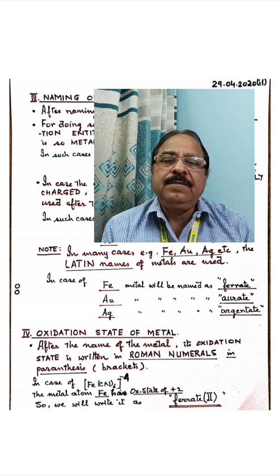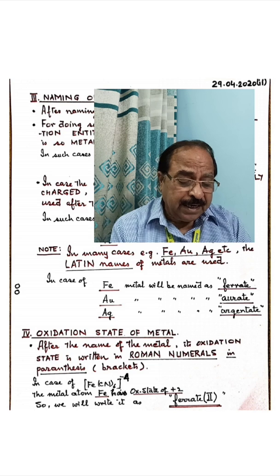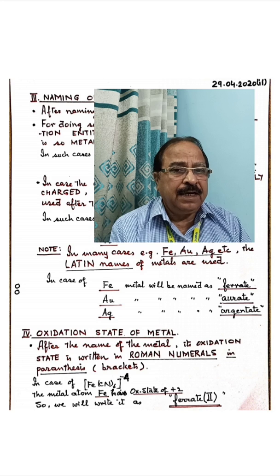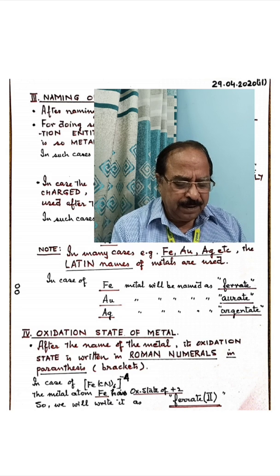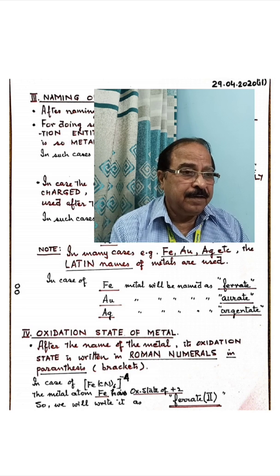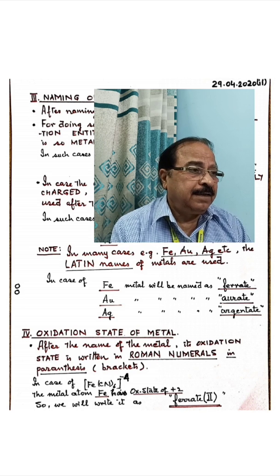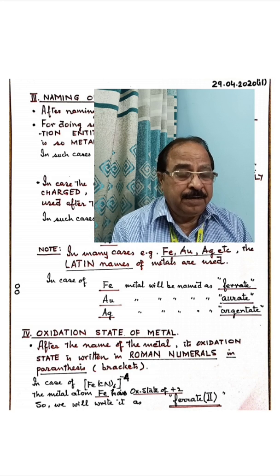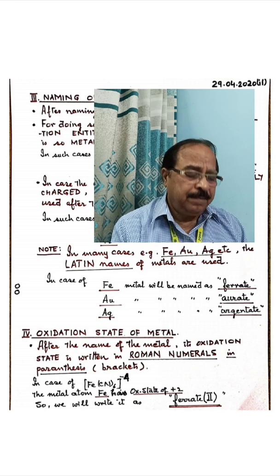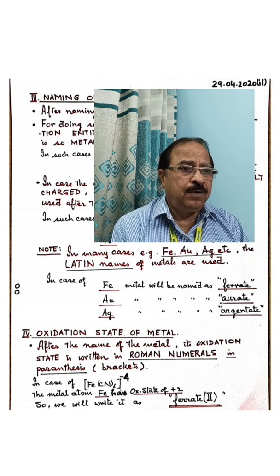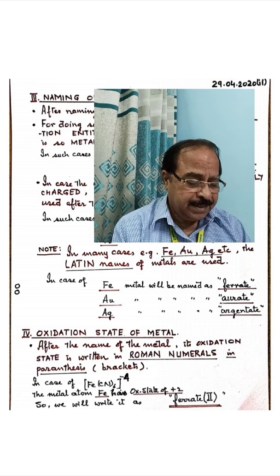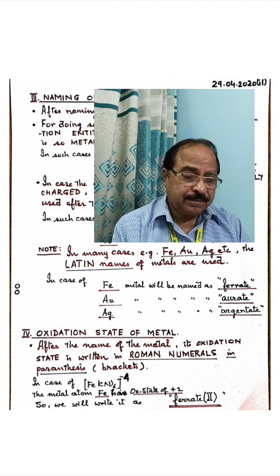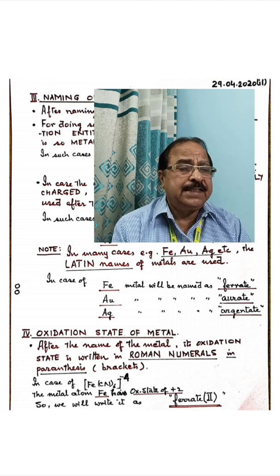Then there is a note. There are certain metals whose name is written in Latin. For example, if iron is the atom, we don't write iron. Okay, if the coordination entity is negatively charged, we will use ferrate. Okay, if gold is an atom, we will not write it as aurum or gold, we will write it as aurate. So what we are doing, we are using their Latin names. And if it is a silver atom, we will write argentate.